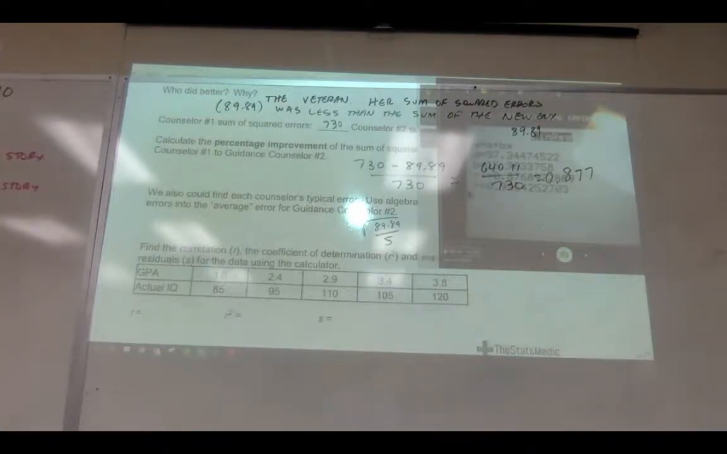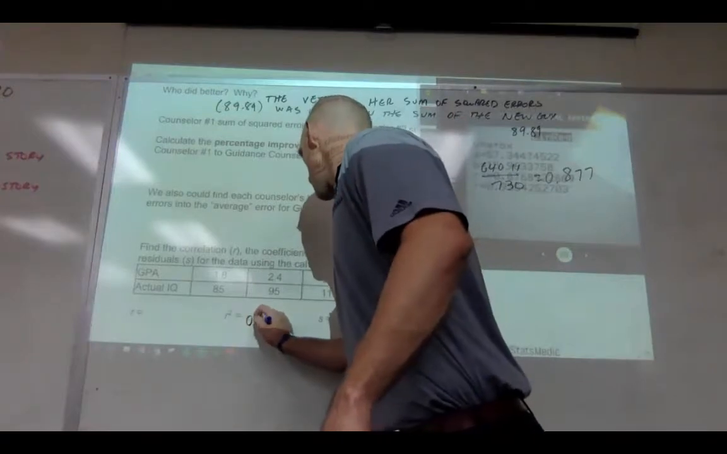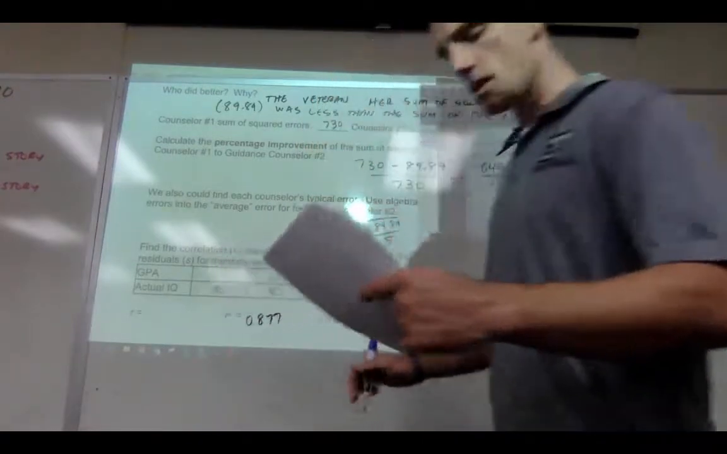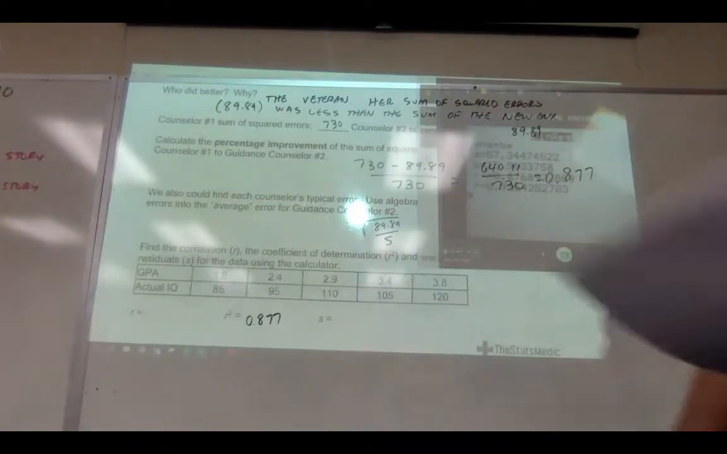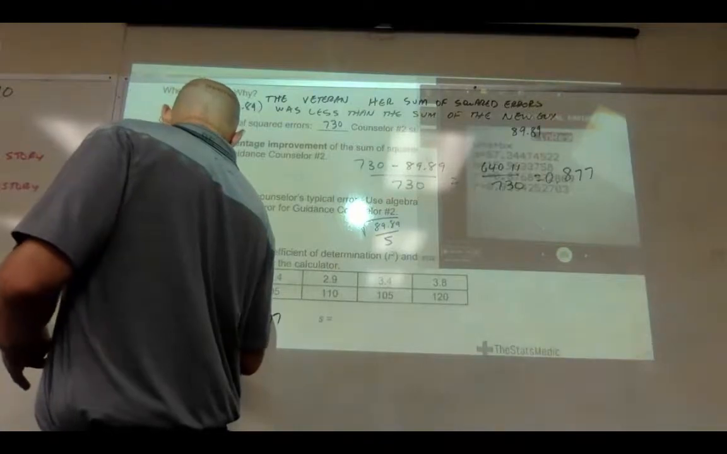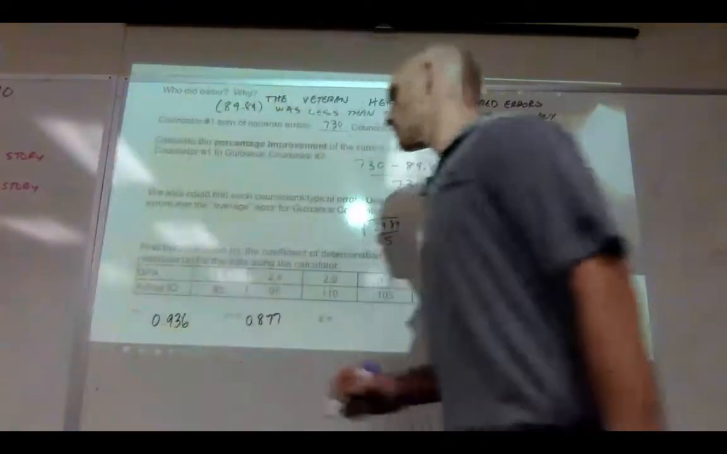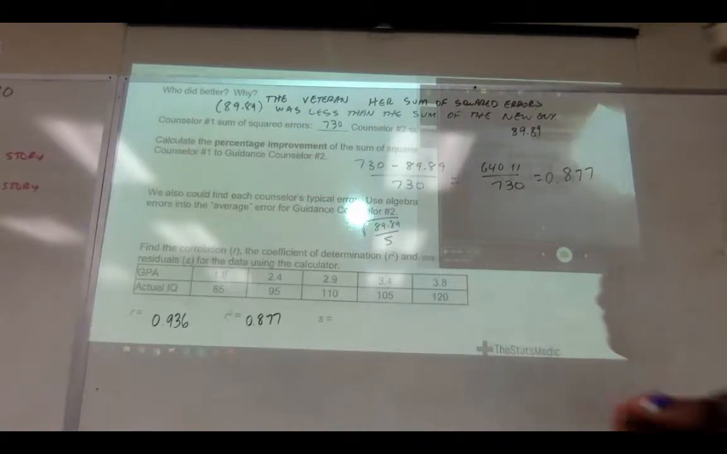I want to talk about the algebra behind this because if one value up here, this 0.877, is our squared value, what is this? What's our R value? 0.936. So is it strongly correlated? Yeah. Okay, fairly strong positive linear association.